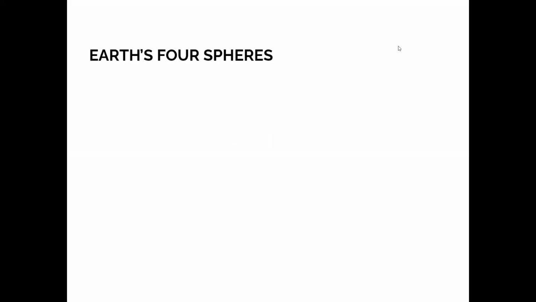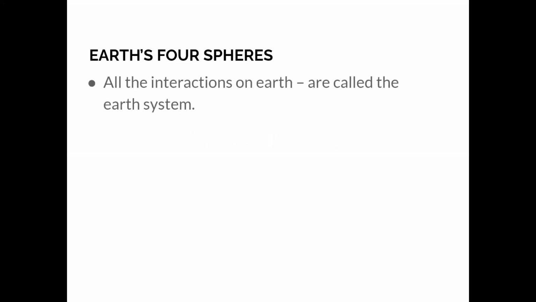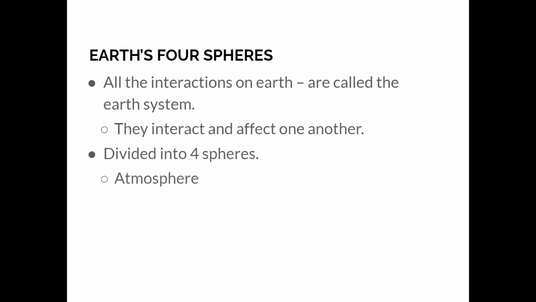All right, today we're continuing on with chapter 2, and we're going to be talking about the Earth system. So let's start with Earth's 4 spheres. To start us off, all the interactions on Earth are called the Earth system. These Earth systems interact and affect one another.